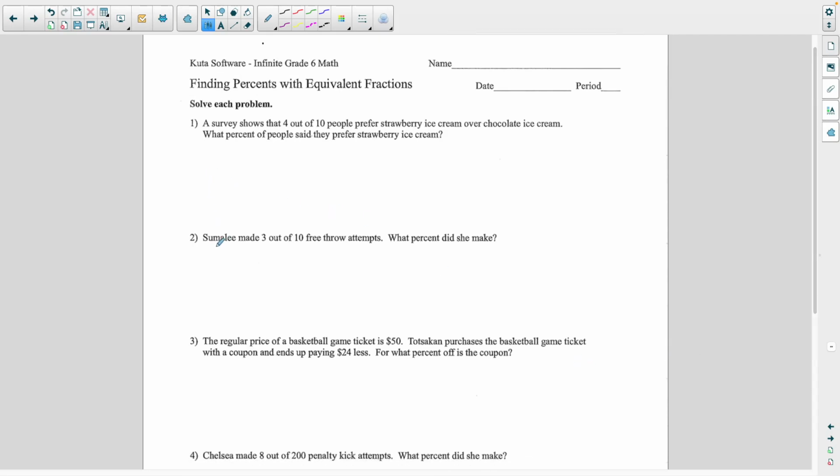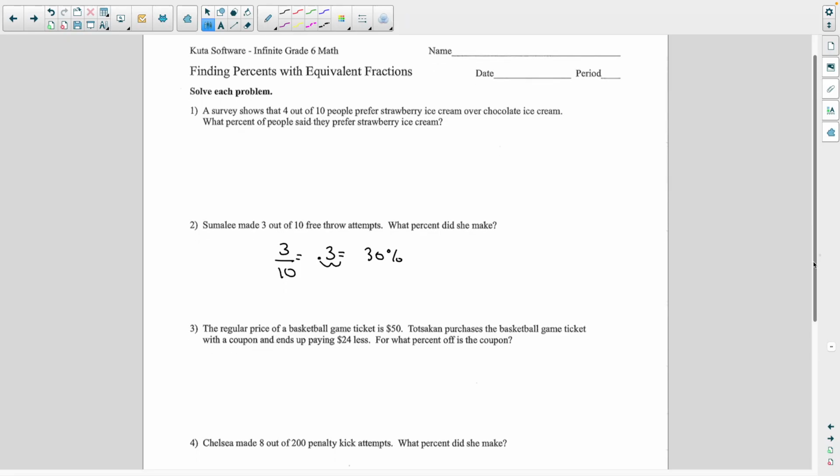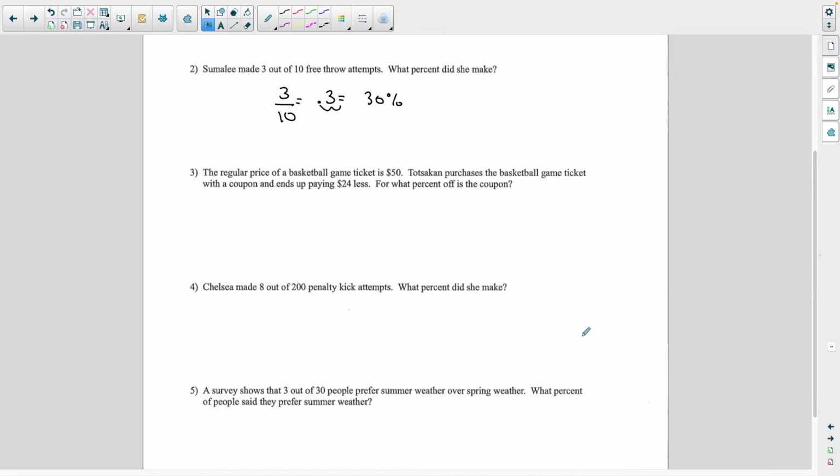So Sumali made 3 out of 10 free throws. So 3 out of 10. What is the percentage she made? Now, remember, I can make it into a decimal first. It's going to be 0.3. And then I move my decimal over to the right twice to give me 30%. If you already know that 3 out of 10 is 30%, all the more power to you. Go ahead and take care of that.